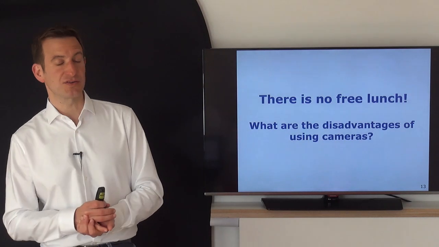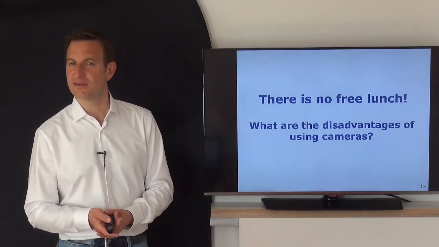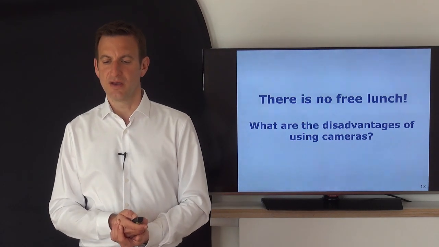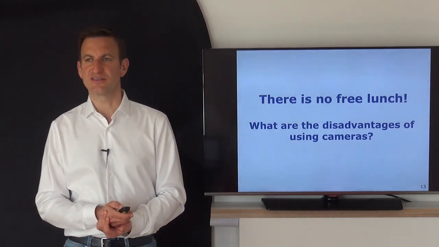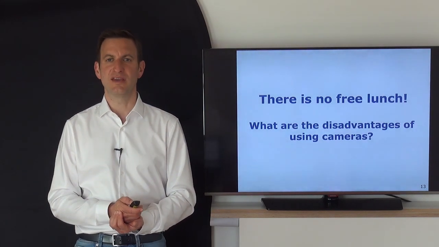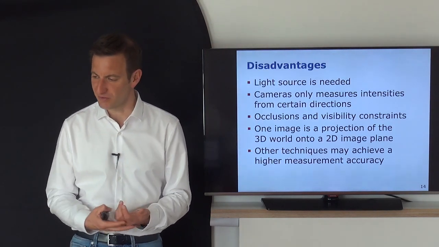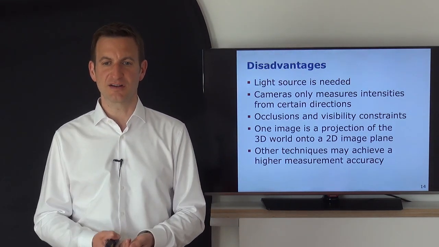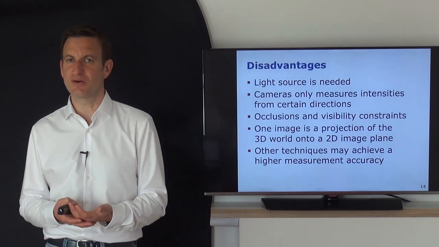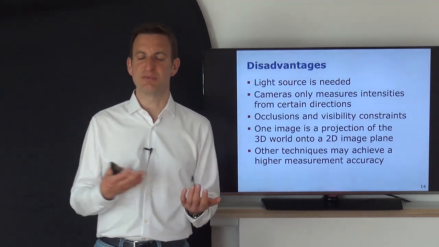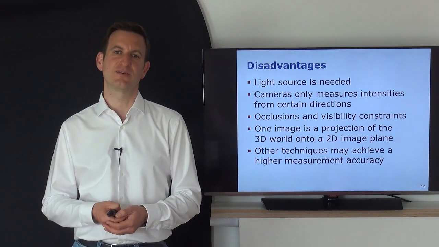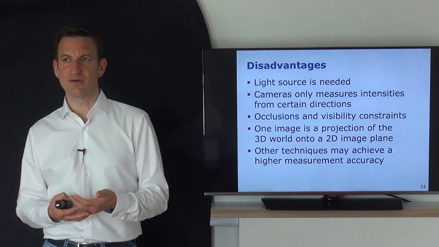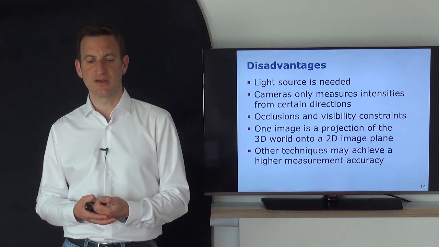However, there's no free lunch, so cameras also have certain disadvantages, and we should be aware of the disadvantages of those systems. The first, probably major, disadvantage is that we actually need light to take images. This sounds a little bit obvious, but if you think that half of the time we're living in darkness, that means we can only use our cameras 50% of the time, unless we bring an artificial light source or flashlights or other things. So external lighting is needed in order to take good images.